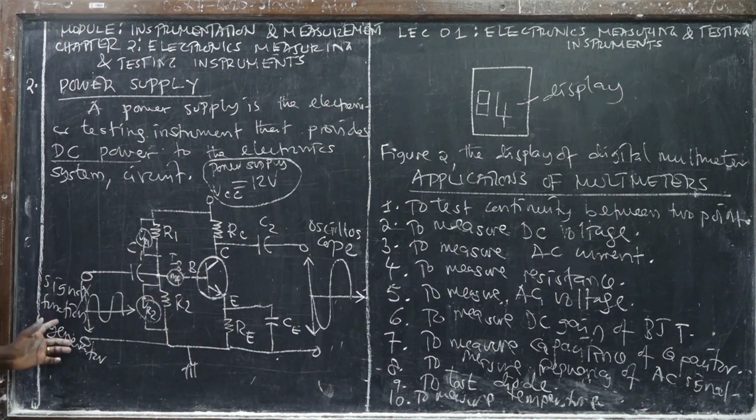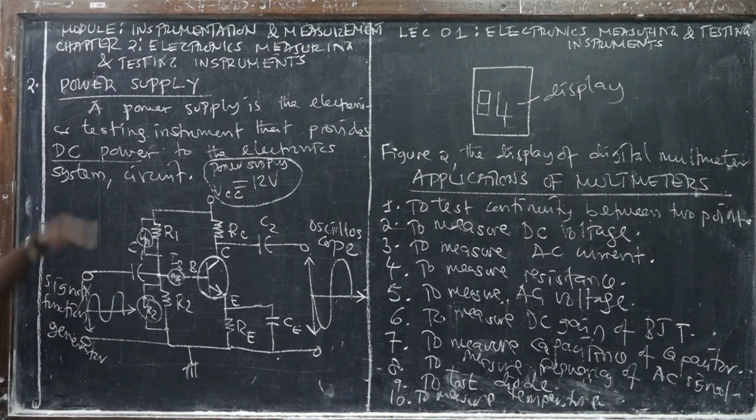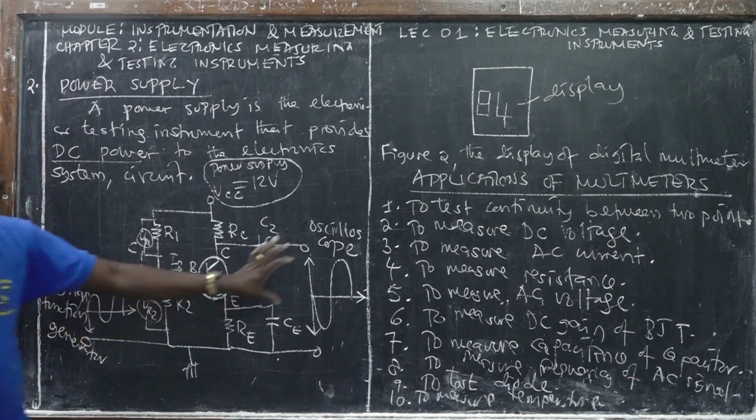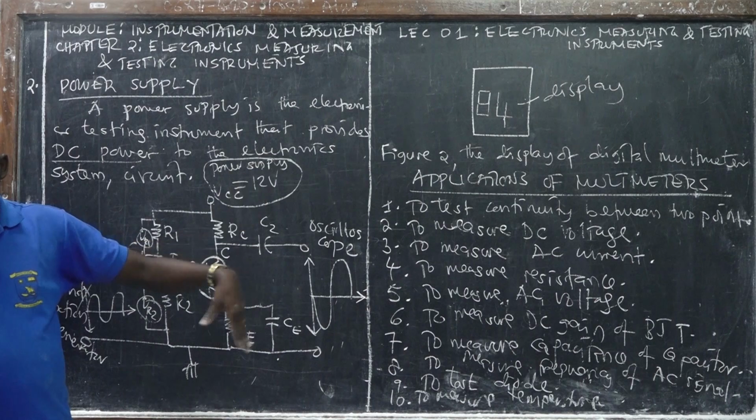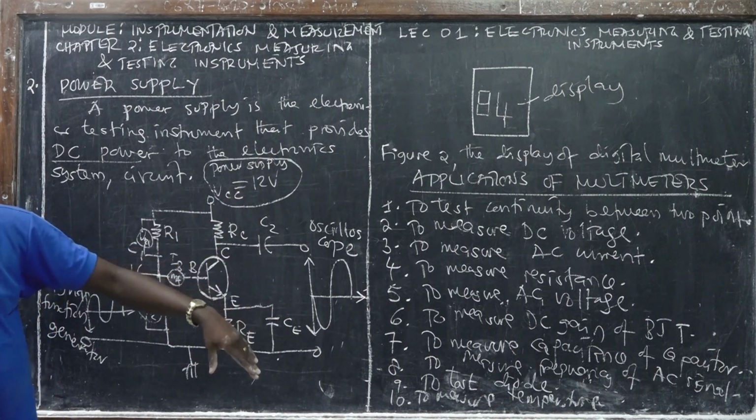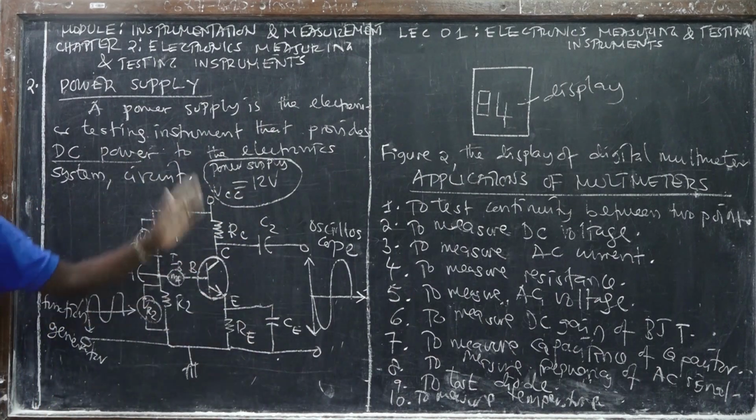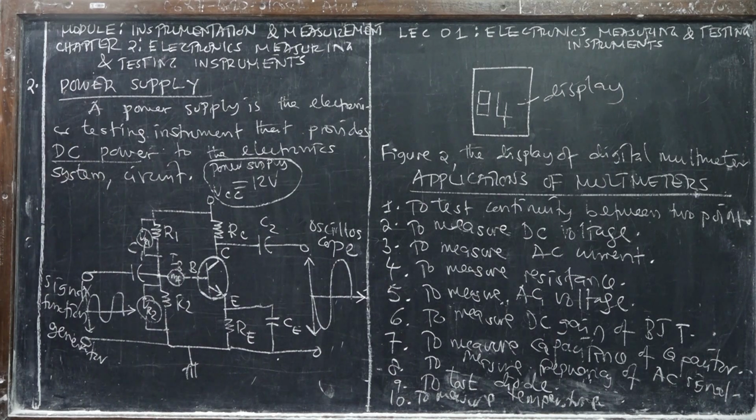And here we are using a signal generator to give us continuous what? Signal. And we're using the oscilloscope to visualize what? The waveforms. Okay? We're using the power supply to provide what? DC power. So this will be our figure 3.